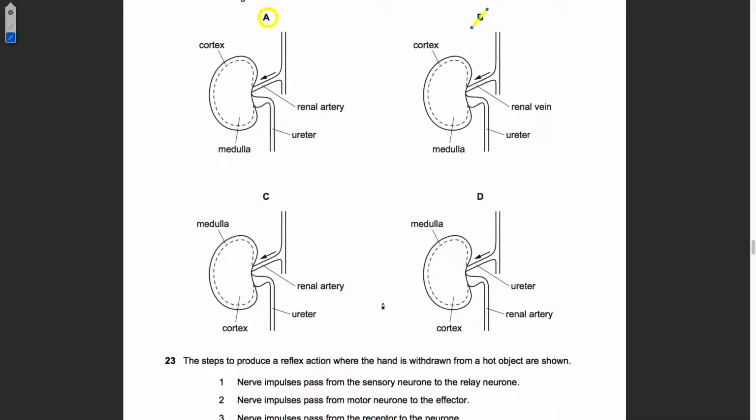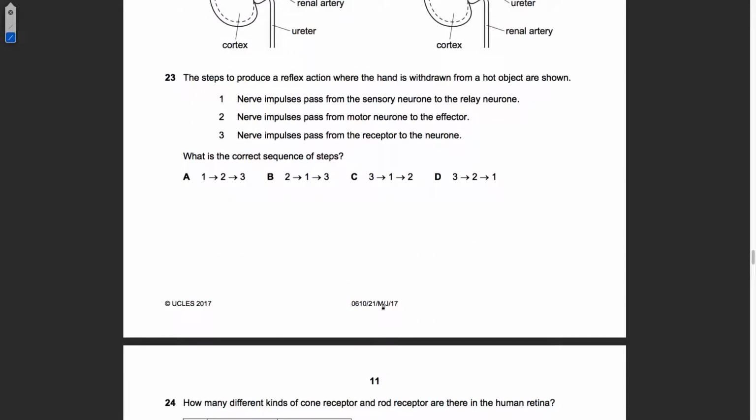Okay, question 23. Reflex actions. It's one of these, we've got to put them in the right sequence. Only 3 points to get in order this time, so maybe a little bit easier than the cholera question. Let's have a look then. Nerve impulses pass from the sensory neuron to the relay neuron. Nerve impulses pass from the motor neuron to the effector. Nerve impulses pass from the receptor to the neuron.